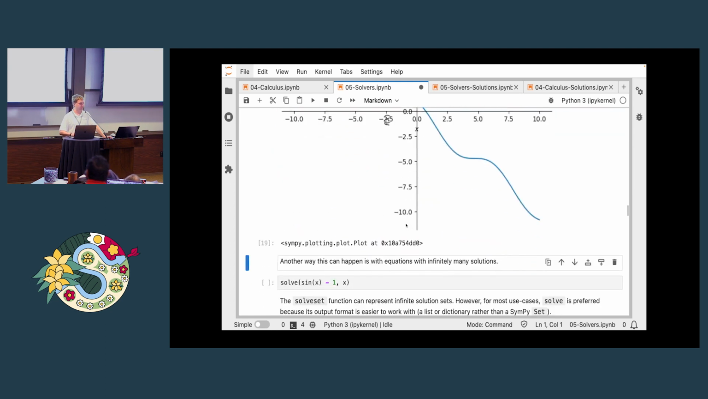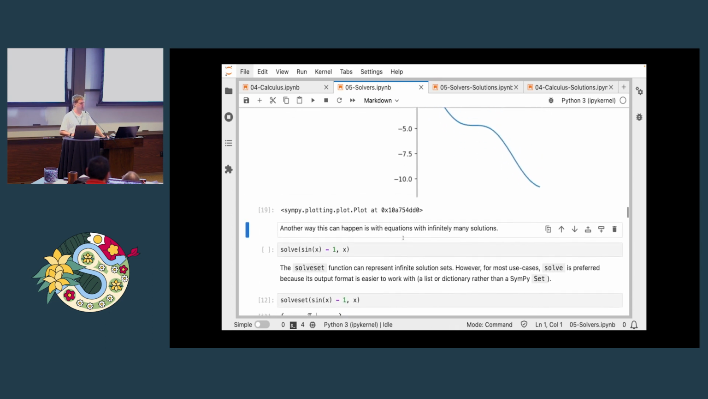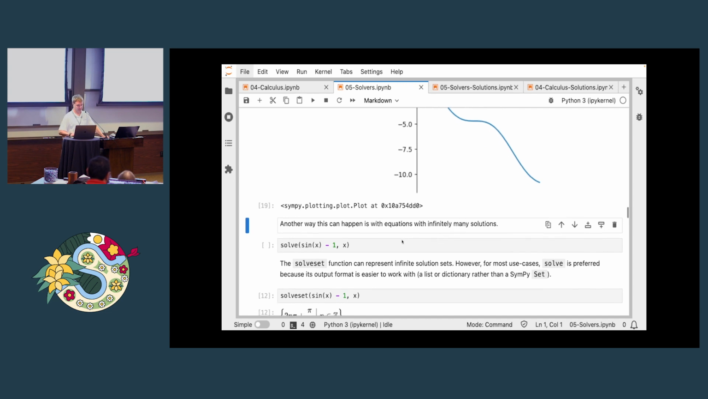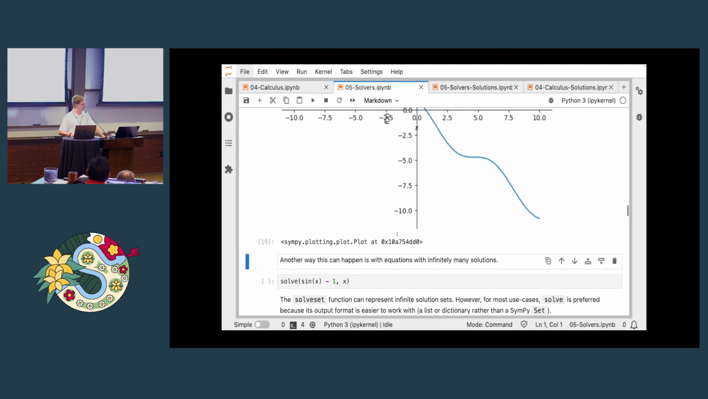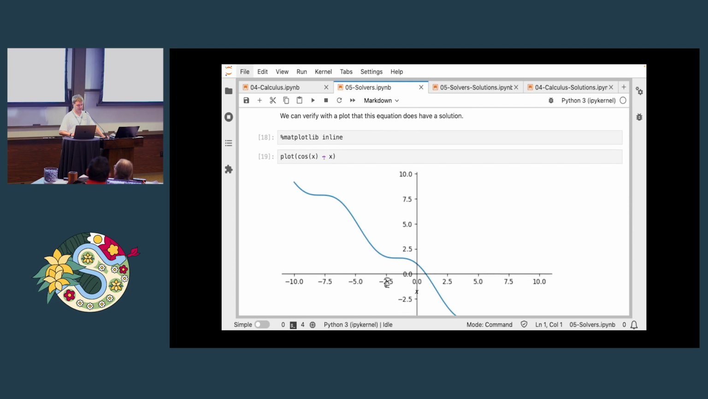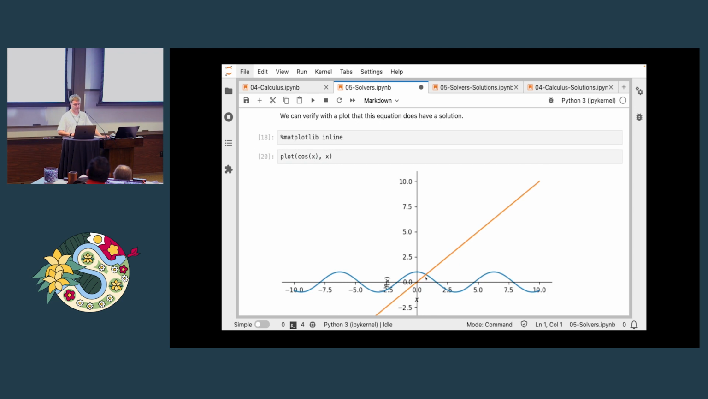And so if all we wanted was the numerical answer for this, SymPy solve is a bad tool to reach for. And we'll go over in a bit what a better option would be. But if you're explicitly looking for symbolically solving an equation, that's when you want to use solve. Yeah, so I've plotted cosine of x minus x. I guess I could also plot cosine of x and x, and you can see that they intersect.